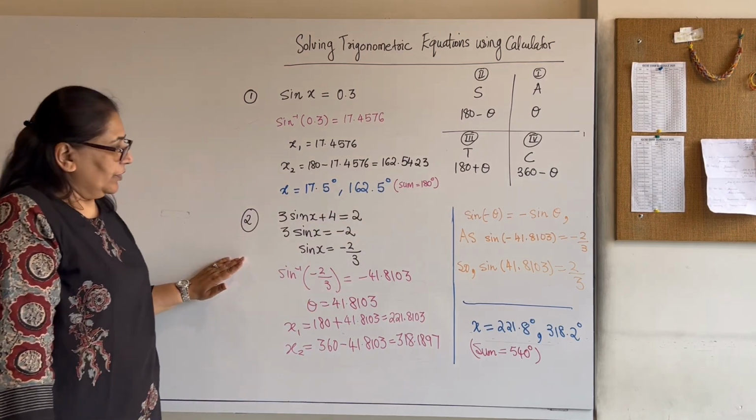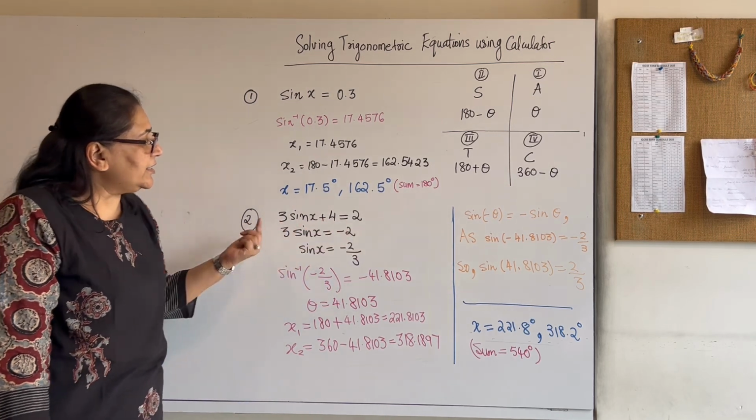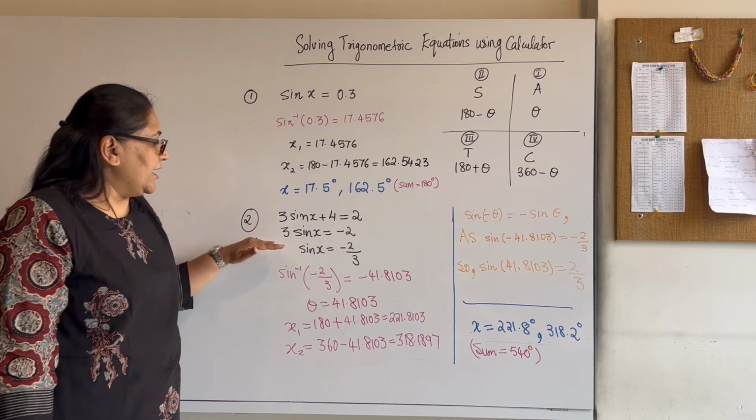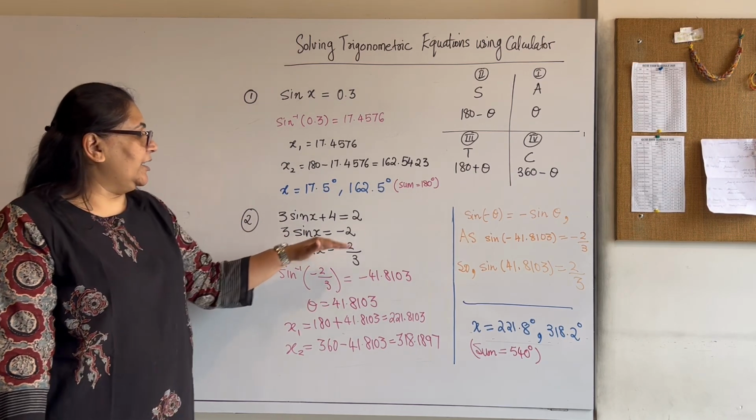Second question. We have 3 sin x plus 4 equal to 2. We rearrange the equation so that we get sin x as the subject on the left hand side. We get sin x is negative 2/3.